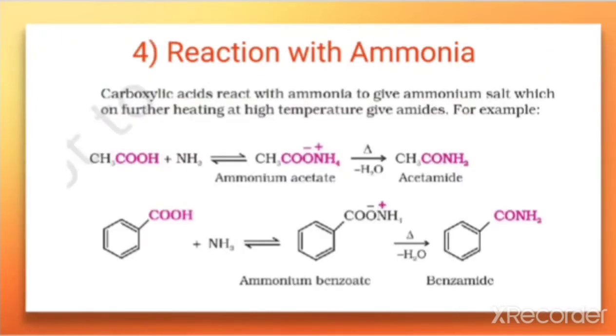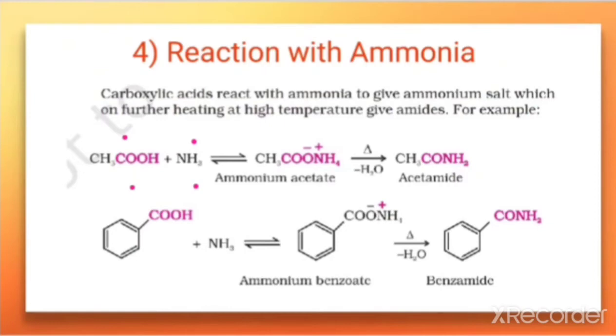Next is the reaction with ammonia. Carboxylic acid reacts with ammonia to give an ammonium salt, which on further heating at high temperature gives amides. So here the reaction is of the acid with ammonia. As we know that with acid and base there is a formation of salt. Acid plus base gives rise to salt. Here ammonia is a base, and the acid is the carboxylic acid. So there is an acid base reaction here.